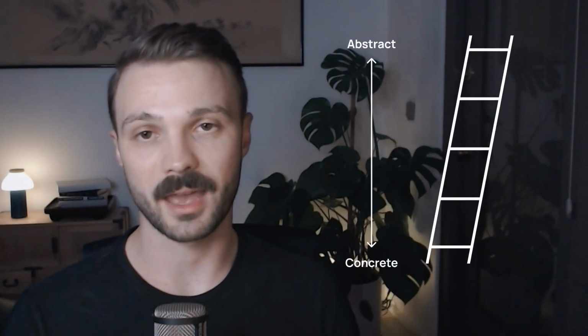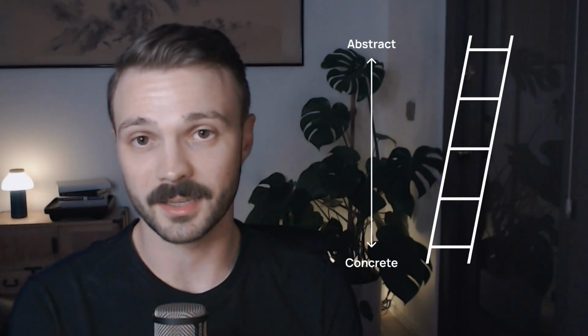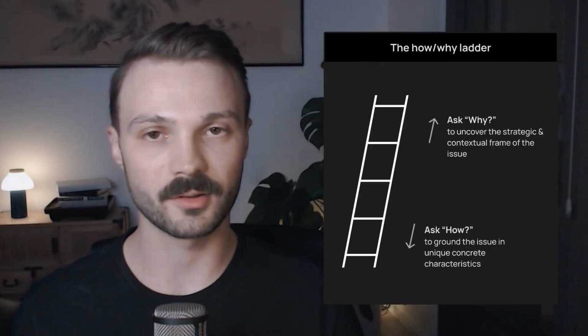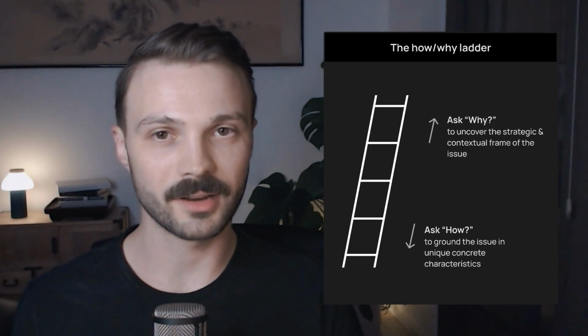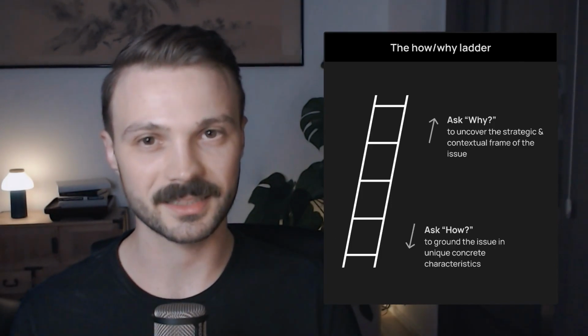It's called the How Why ladder, and it essentially looks like a ladder. There are different levels to the ladder. At the top, you have the abstract, and at the very bottom, you have concrete. It essentially works like this. You start with a seed message. Now you take that message and you can ask why to uncover the strategic and contextual frame of your message. And you can ask how to ground your message in the unique characteristics of the claim.